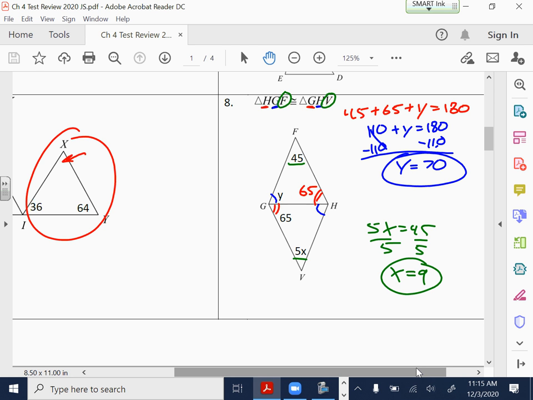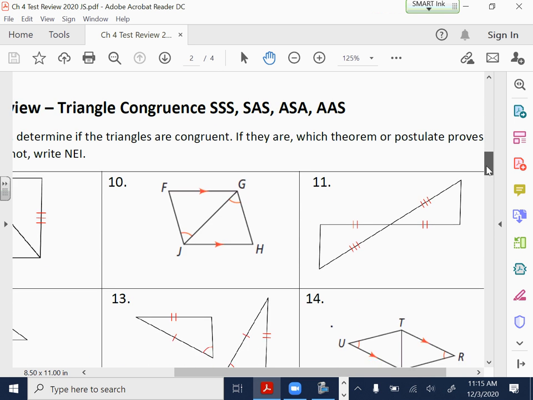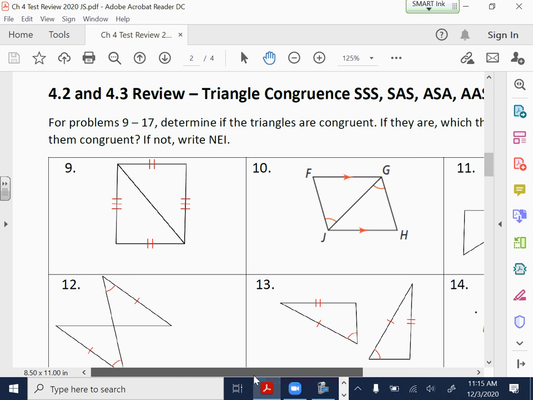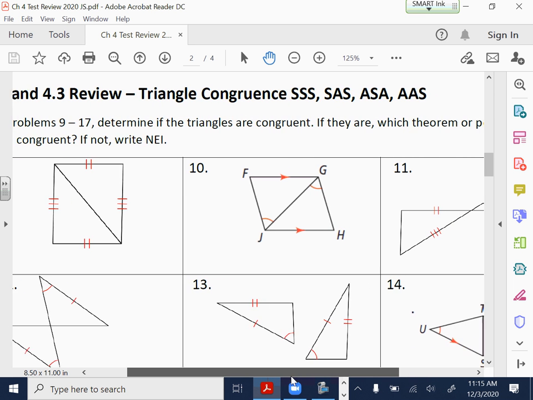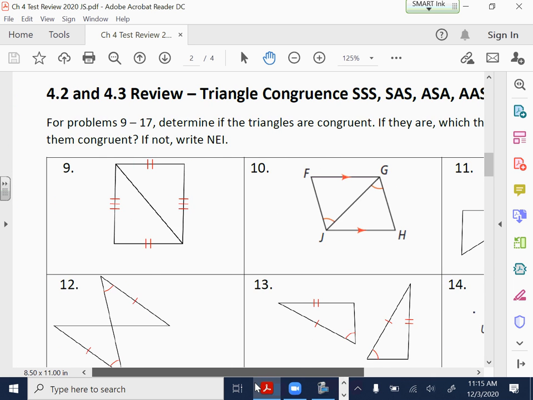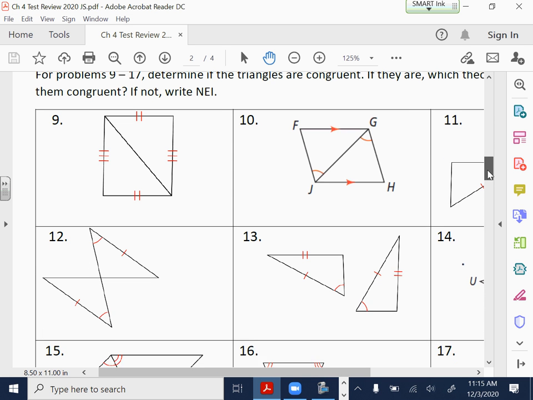So that's the first page of our review. Now we're going on to the next one where it says for 9 through 17, determine if the triangles are congruent. If they are, which theorem or postulate proves that they're congruent? If not, write NEI. Remember that stands for not enough information. NEI, not enough information.